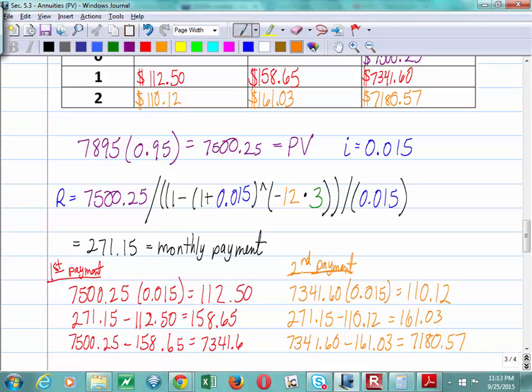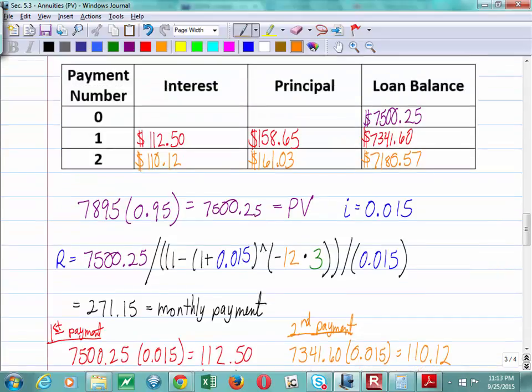As you notice, each month as you reduce the principal, the amount that's going towards interest from each payment goes down a little bit each month, and the amount that's going towards principal goes up a little bit each month.